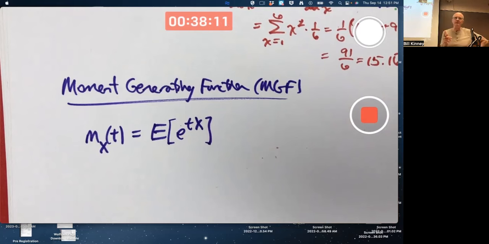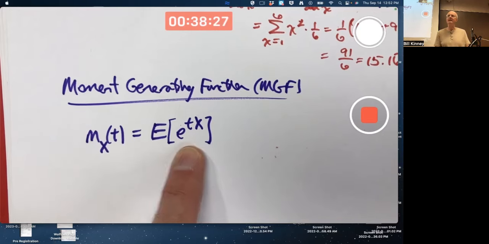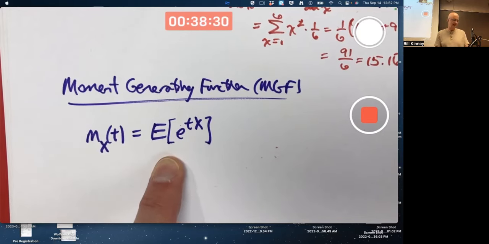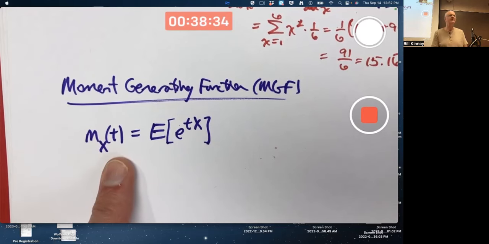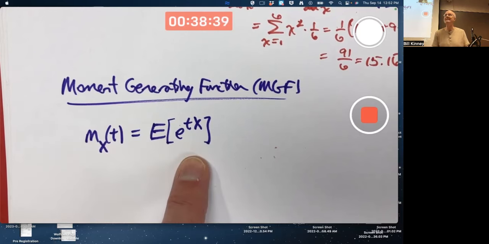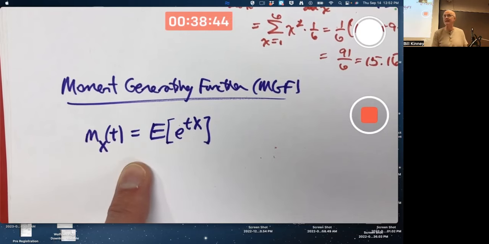X is a random variable. If t is a fixed number, then t times x would be a random variable, and e to the tx would be a random variable. For any fixed t, this is a random variable, and I can find its expected value and call that m x of t. But hey, that's kind of like function notation. Is t really a fixed number, or is it a variable? When you think about calculating this, do you think of it as fixed? But then you say, hey, my answer depends on t, so in the end, this is a function of t.